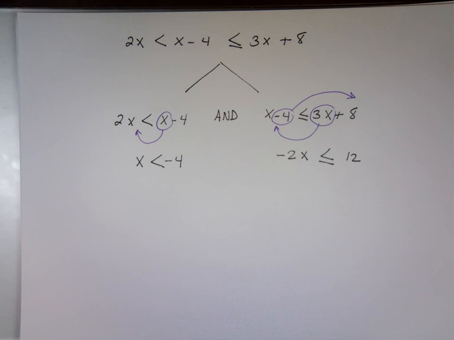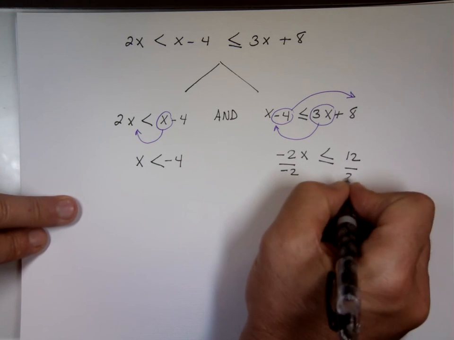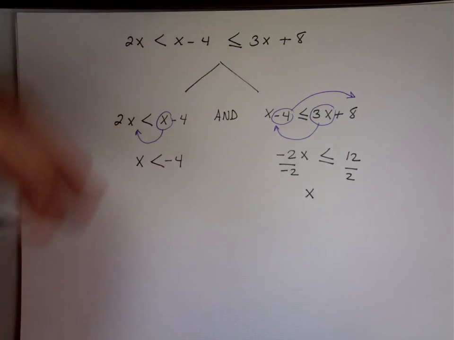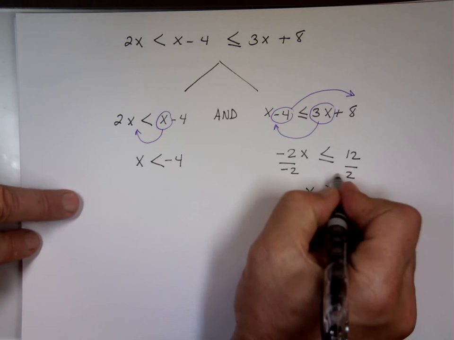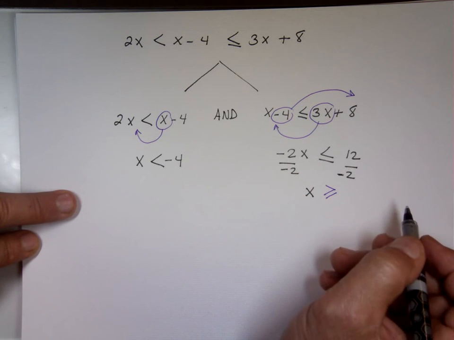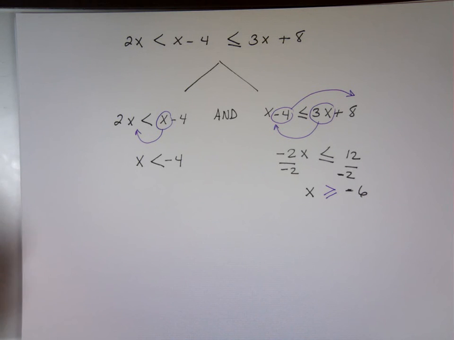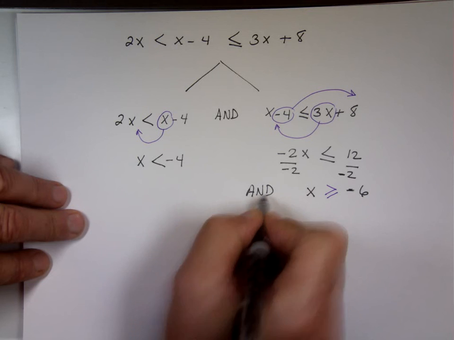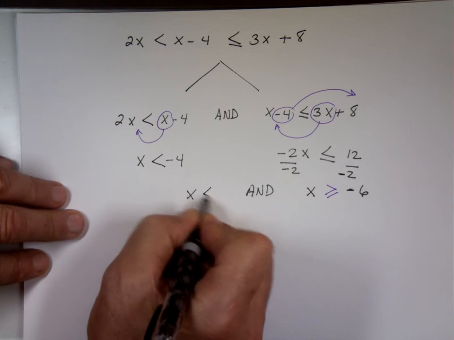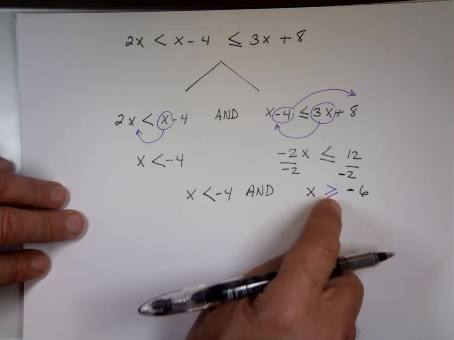And to solve for x, what do we do? Divide by negative 2. X, and what do we do now? Switch the sign. Negative 2 here. 12 divided by negative 2, which is negative 6. It's an AND. X is less than negative 4, and x is greater than or equal to negative 6.